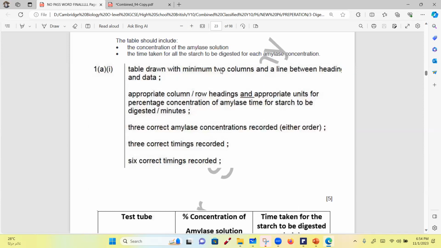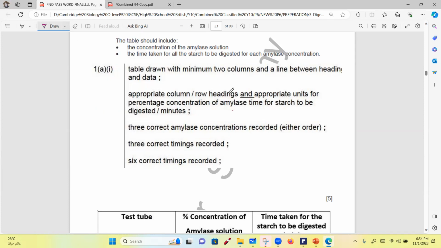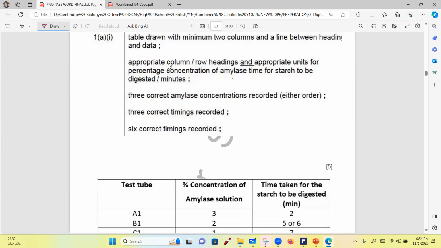Table drawn with 2 minimum columns and a line between heading and data. So there has to be a line and a table, at least 2 minimum columns. Appropriate column or row headings and appropriate units. So you have to have the units in the heading. That's why I keep on insisting, add the units, add the units. And when you don't add the units, I deduct a mark. And then you become upset, because this is what they will do. The units for the percentage concentration of the amylase enzyme, and for the time for starch to be digested, in minutes. You have to have the headings and the units.